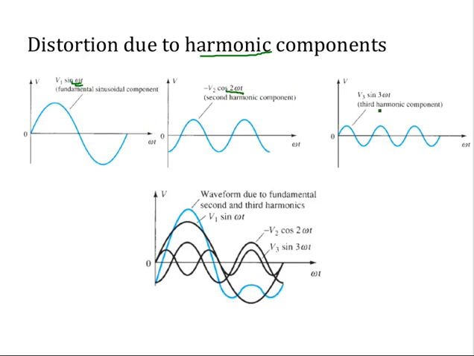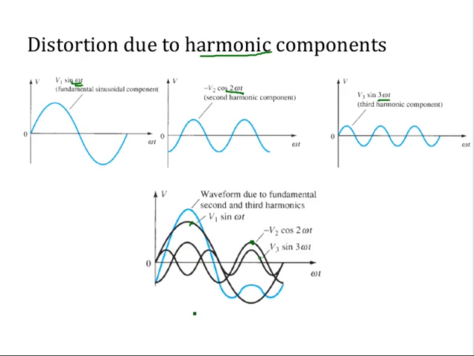Now this is V3 sine 3 omega t. You can see its frequency is 3 times the fundamental frequency. Suppose you add these three signals. You can see it is added here: V1 sine omega t, this black one, then added with minus V2 cos 2 omega t, and added with V3 sine 3 omega t. So these are the harmonics of this particular fundamental waveform. When these three are added together, you get this blue waveform.